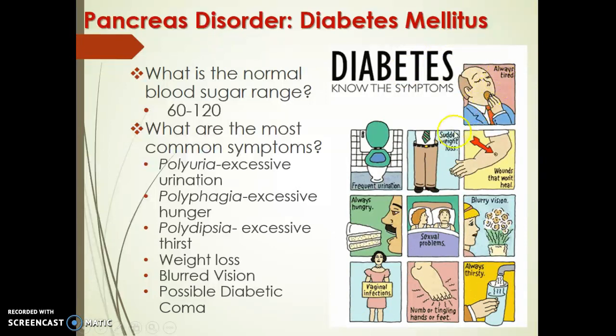Here's just kind of a cartoon that shows you: always tired, weight loss, wounds that won't heal, which is not one that we mentioned over here in the symptoms, frequent going to the bathroom, always hungry, always thirsty, blurry vision, numbness or tingling in the hands and feet, which has a lot to do with the neuropathy, and then of course vaginal infections in females.